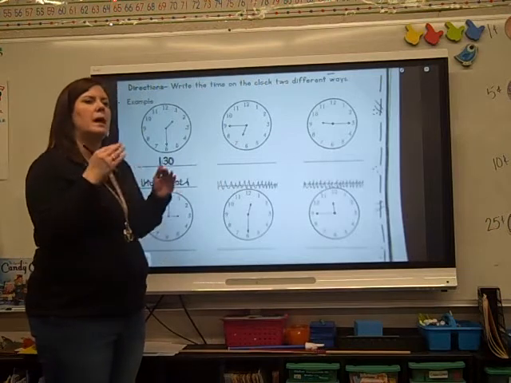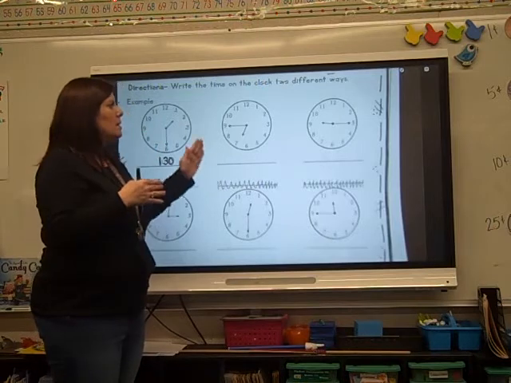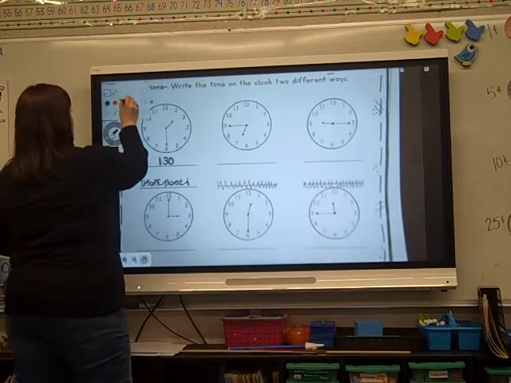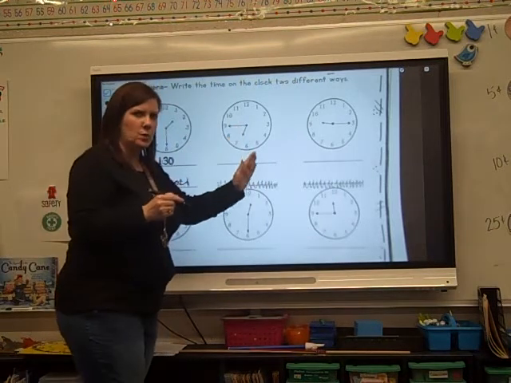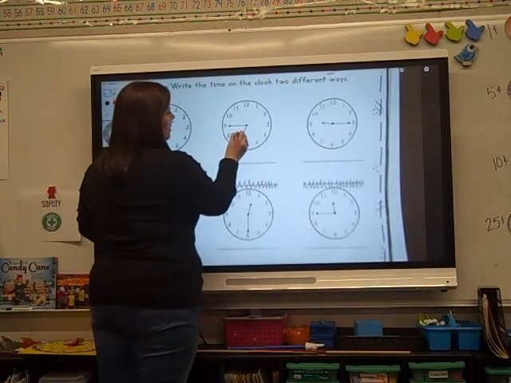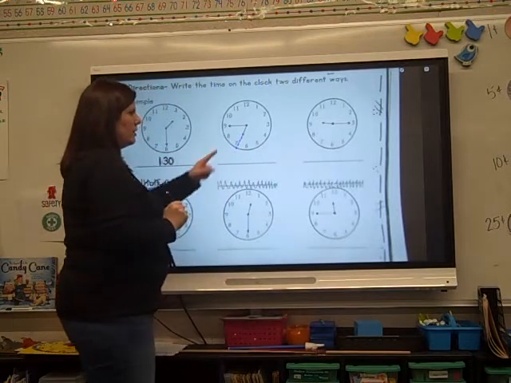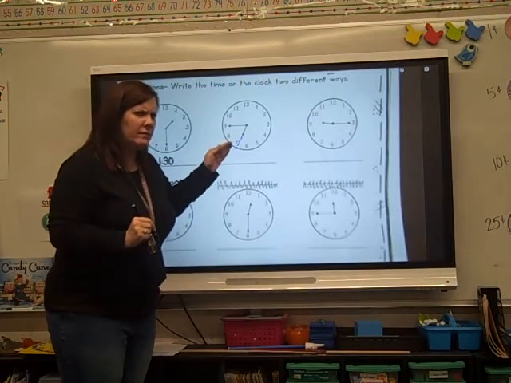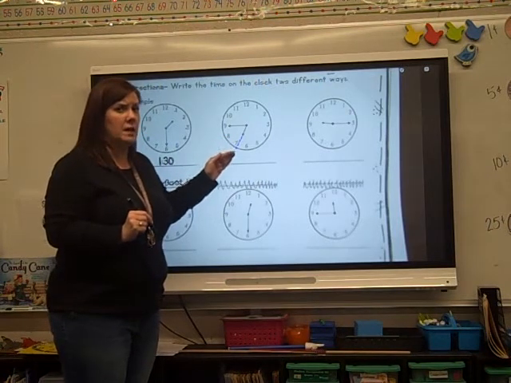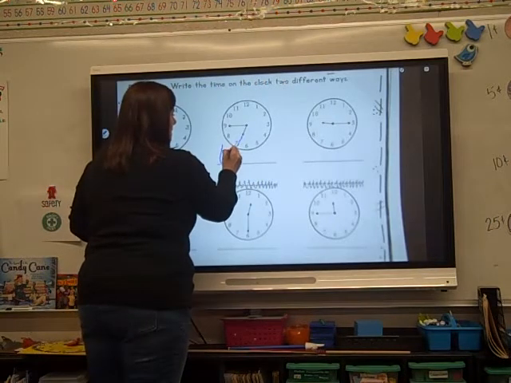Okay? Now guys, I know we haven't been able to do the activities with this. I know it's kind of hard, but we're just going to get in a process, in a routine to do each one of these, okay? So let's look. You always start with the short hand, okay? The short hand is the hour hand. So let's look. Is that short hand on that 7 yet? No, it's not. It's not on the 7 yet, is it? So we've got to say it's 6 something.